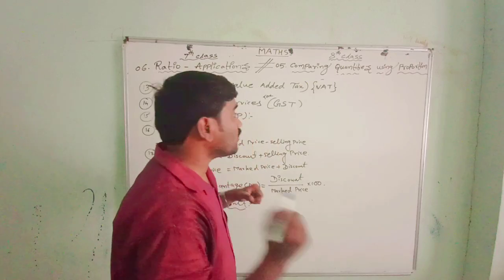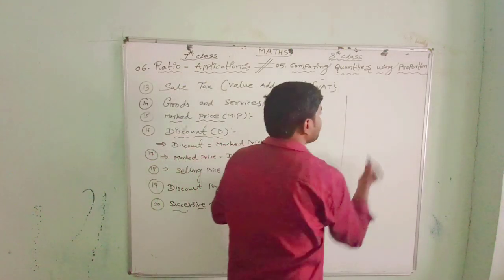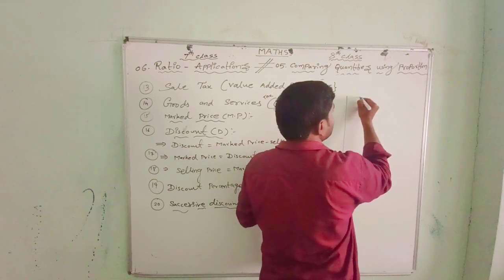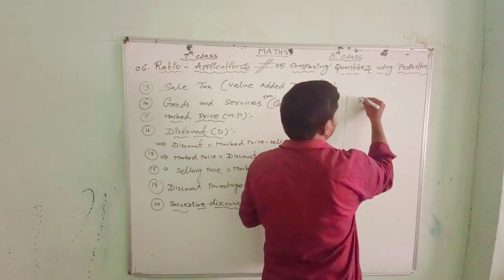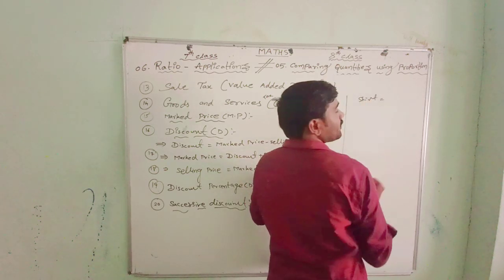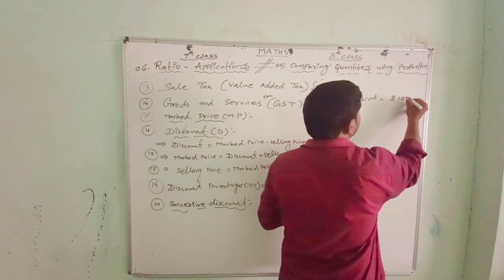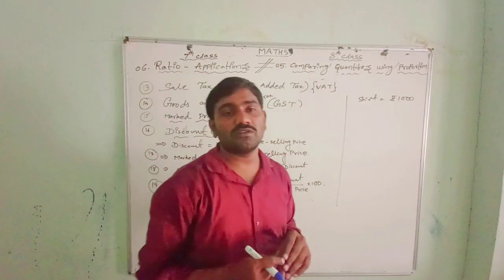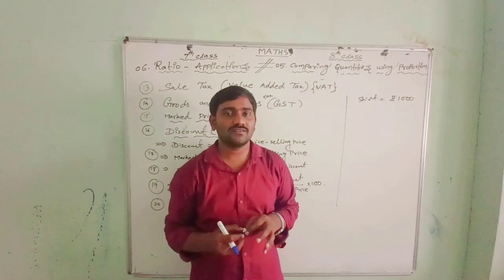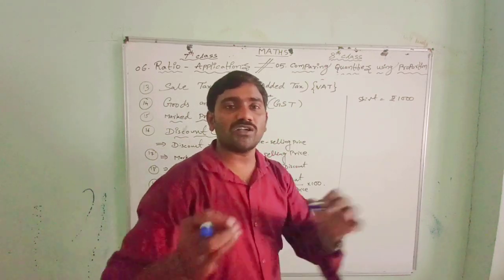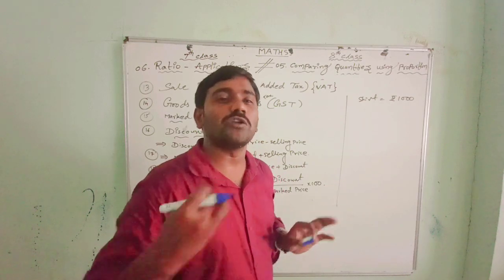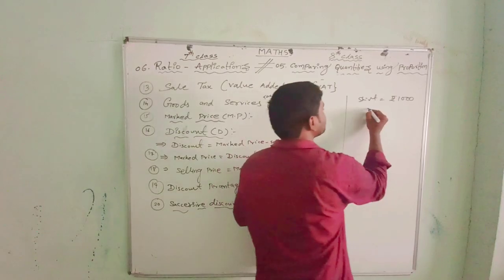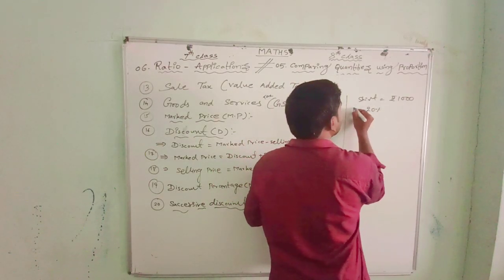Let me make you understand. Suppose you went to a shop and purchased one shirt. He said that the shirt cost is 1000 rupees. Then, by watching your face itself, he gave a 20% discount. Let's take 20% discount on this.